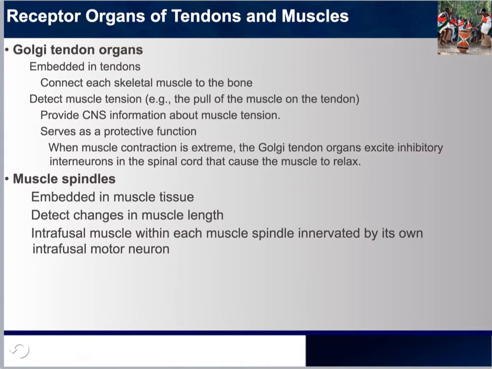Muscle spindles are embedded in the muscle tissue, contrary to Golgi tendons that were embedded in tendons, and these detect changes in the muscle length. I'd like you to think of muscle spindles as stretch receptors within the body of a muscle, and so they primarily detect changes in the length of the muscle as in how stretched out they are.